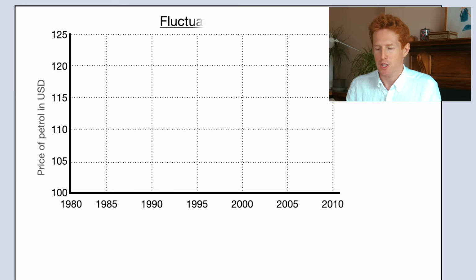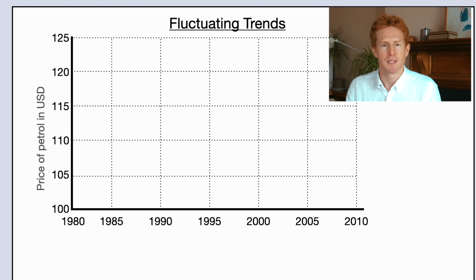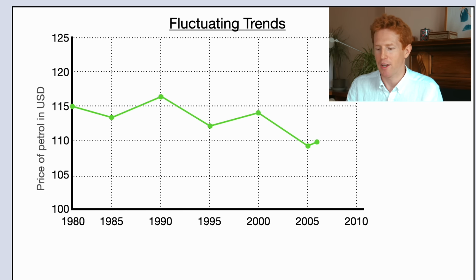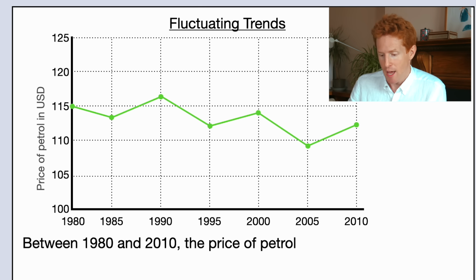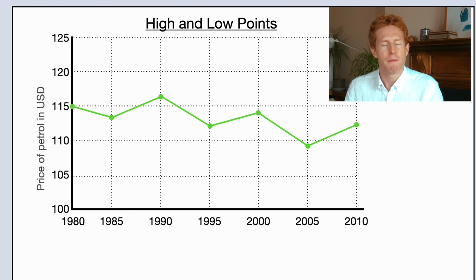Next, we've got a fluctuating trend. Let me explain what that is. Imagine you get a trend that kind of goes down, then it goes back up, then it goes back down, then it goes back up, and then down and up. You could say something like, between 1980 and 2010, the price of petrol fluctuated. Fluctuated means it goes up and down and up and down. Great vocabulary. Now, what about if we want to describe the high and low points of this line graph? Well, where is the high point?